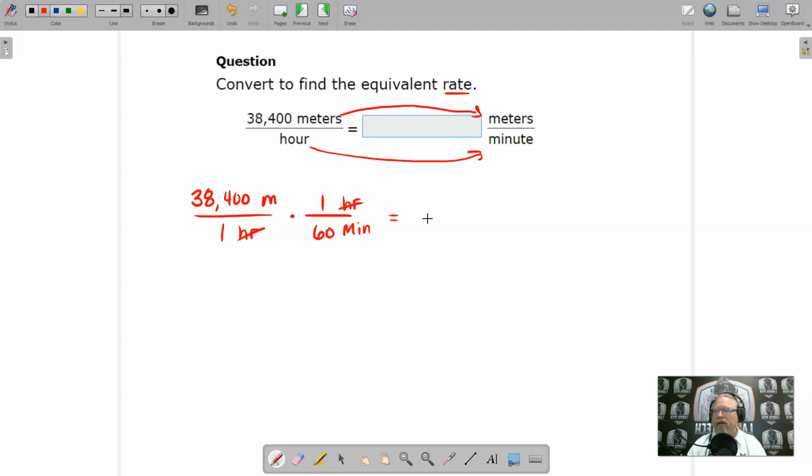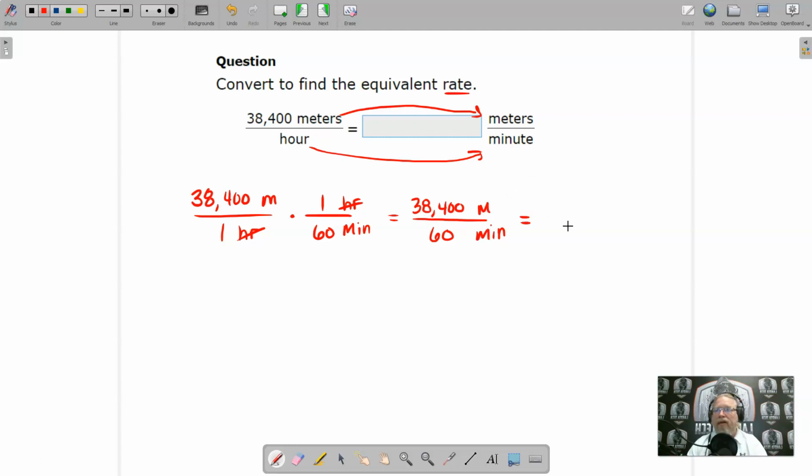Hours is going to cancel hours. I have meters in my numerator, and I have minutes in my denominator. So now I just multiply straight across. 38,400 times 1 is 38,400. 1 times 60 is 60. Now this is 38,400 meters per 60 minutes. But I need to know for just 1 minute.